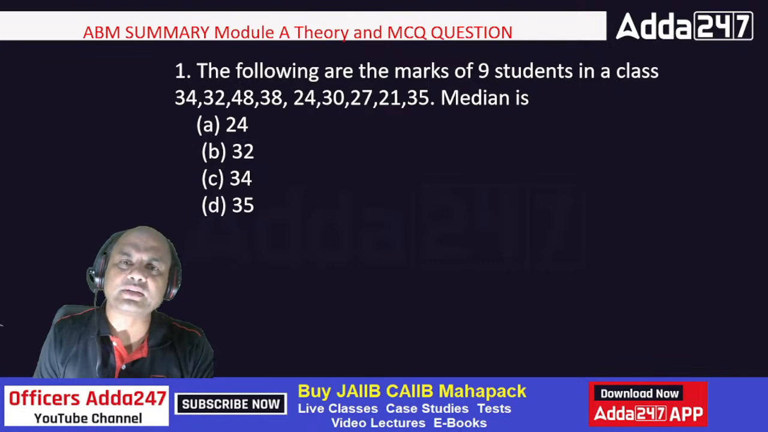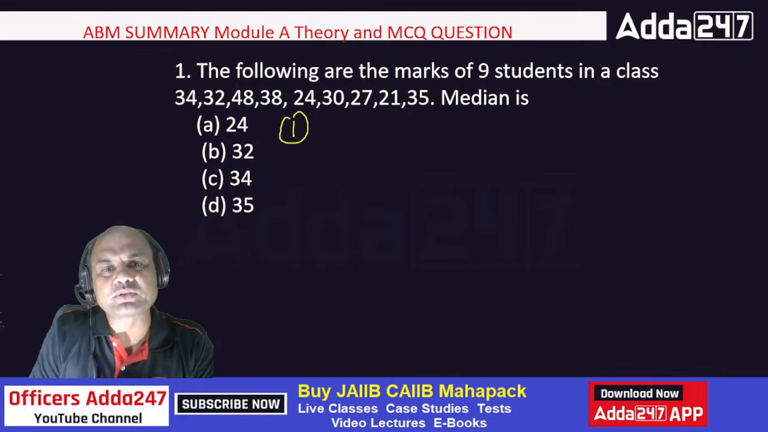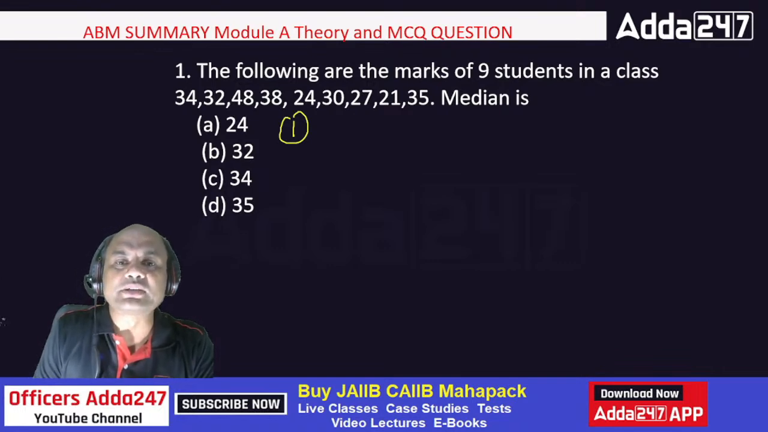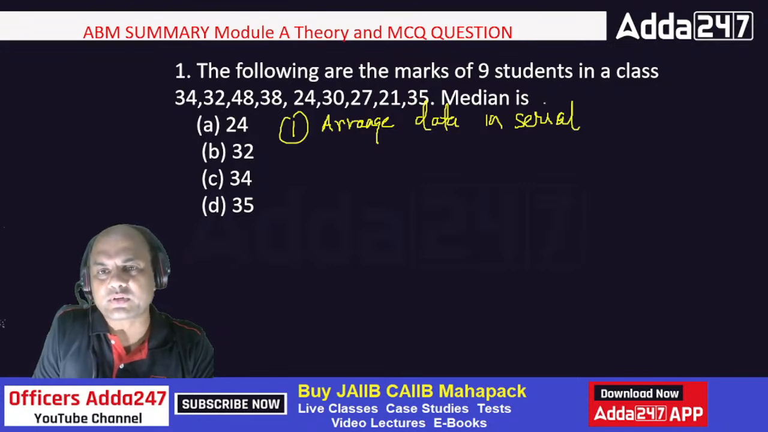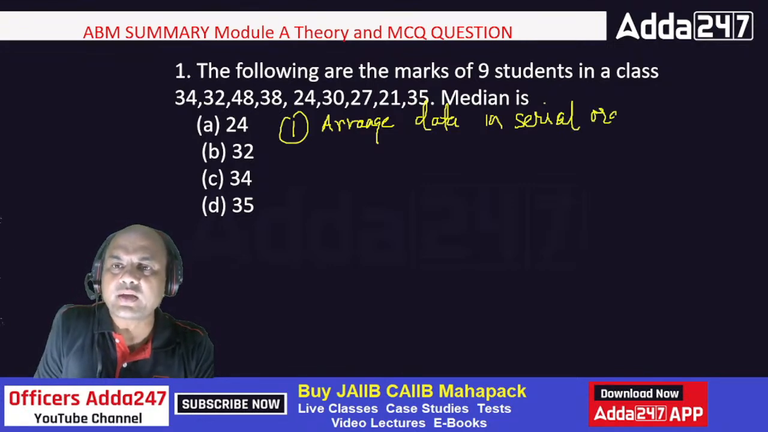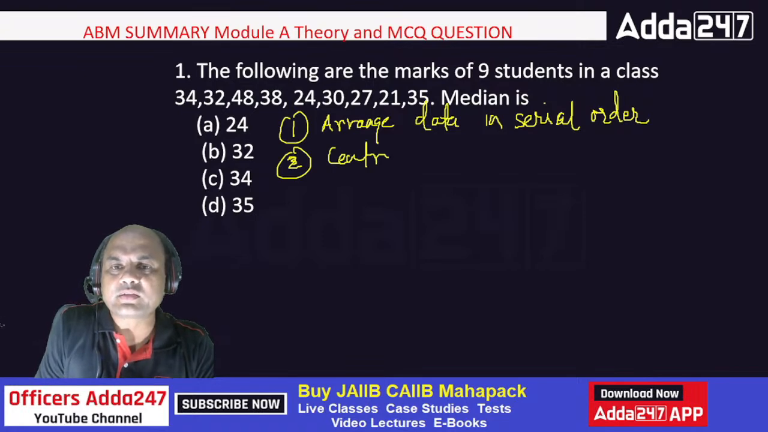What is the median basically? Median means, there are 2 points on median. Everyone should understand this properly. Firstly, I arrange the data in a serial order. This serial order can be either ascending or descending, both. And then I find the central number, and that becomes the median.